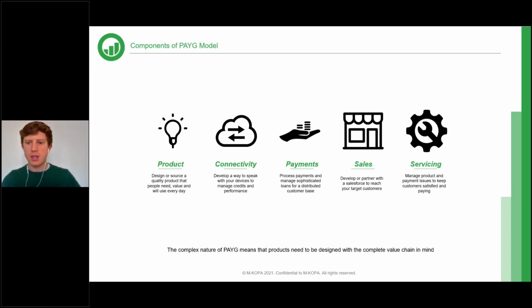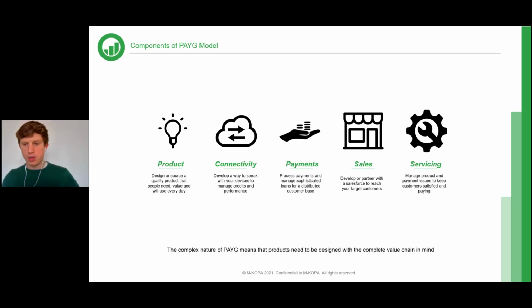But the key thing worth highlighting, and really the point that I want to get across today, is that in order to be successful when designing for pay-as-you-go, it's essential to design for the system. And by the system, I mean the complete product life cycle, and the full range of things that you'll need to consider. So at the beginning of that, of course, is thinking about the product. You can either design in-house, or now there's a pretty thriving industry of suppliers, so you can source quality products that people will need, value, and use every day.